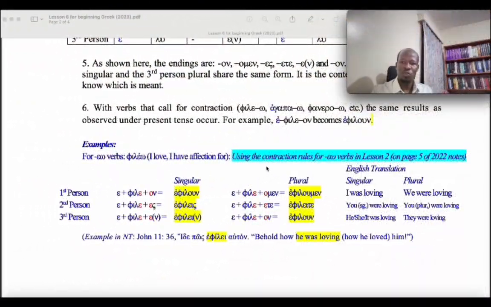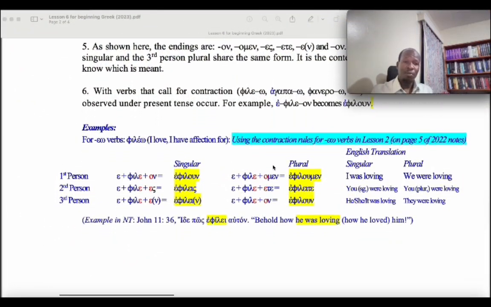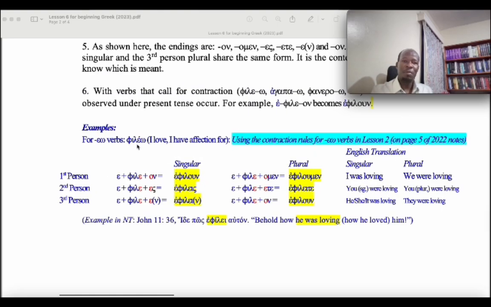Now, contraction rules. Let's use phileo as an example. What is the stem? The stem is up to here, phile, so it ends with epsilon. Our target is to form the first person, and the second and third person, singular and plural forms of phileo in the imperfect indicative active.